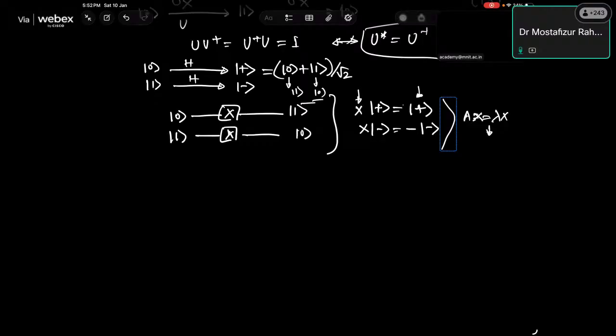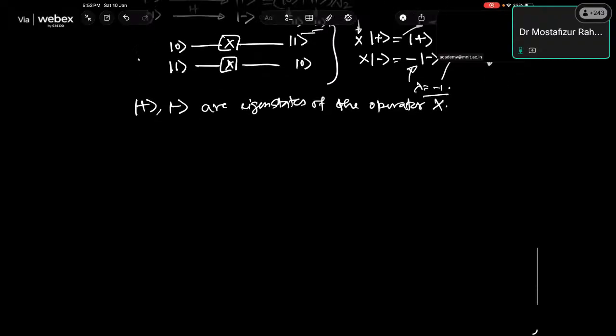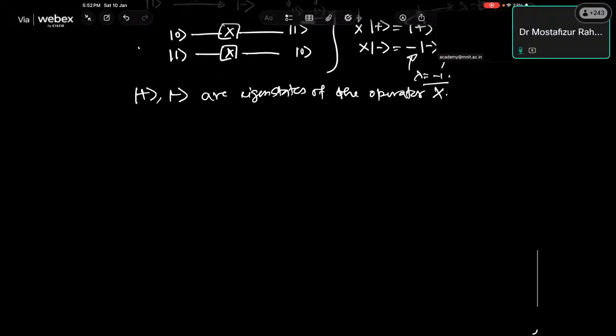And here lambda equals plus 1 eigenvalue, and here lambda equals minus 1 eigenvalue, right? That's why the plus and minus states, this particular basis, are called the eigenstates of the operator X, right?